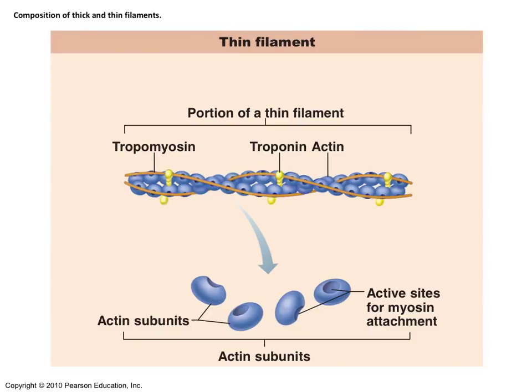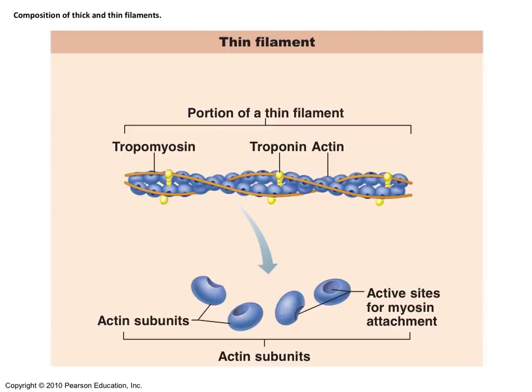The thin filaments are made up of two spirals of actin subunits. Actin is a globular protein, so each individual actin protein is shaped kind of like a little ball with just an active site where myosin can bind. So this is the site where the myosin heads attach. But when you string these actin subunits together like this, you get a thin filament, an extended polymer of actin protein.